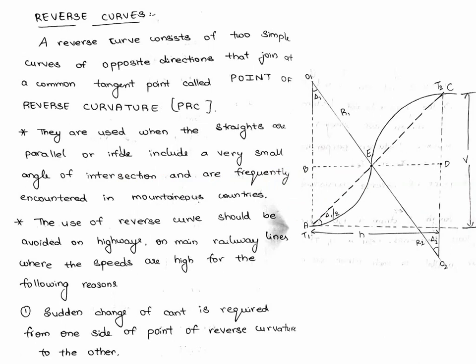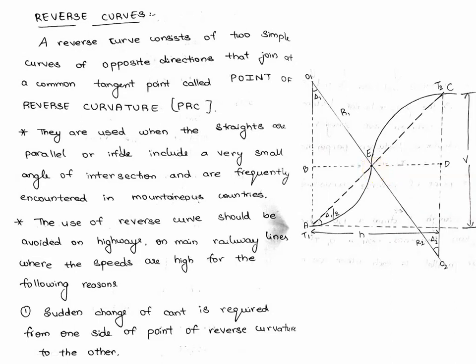The reverse curve consists of two simple curves of opposite direction that join at a common tangent point called the point of reverse curvature, that is PRC, point of reverse curvature.